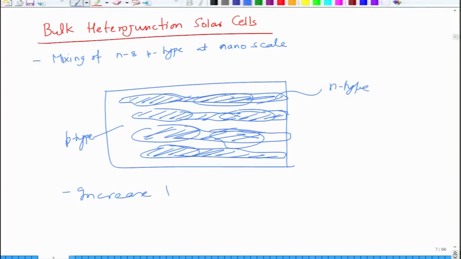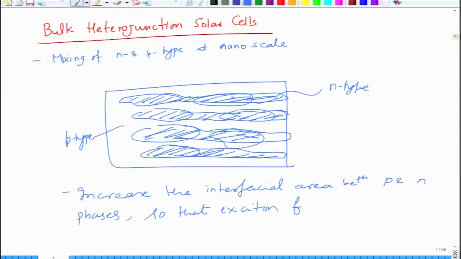So the requirement is that you increase the interfacial area between P and N phases, so that the exciton finds an interface, because the interface is the one which provides the built-in field for it to break. Okay. So the exciton finds an interface before it recombines and loses itself. So the idea is to increase the interfacial area. The probability to find the interface within the diffusion length is higher, because you have mixed donor and acceptor at the nanoscale. So this is a very useful concept.